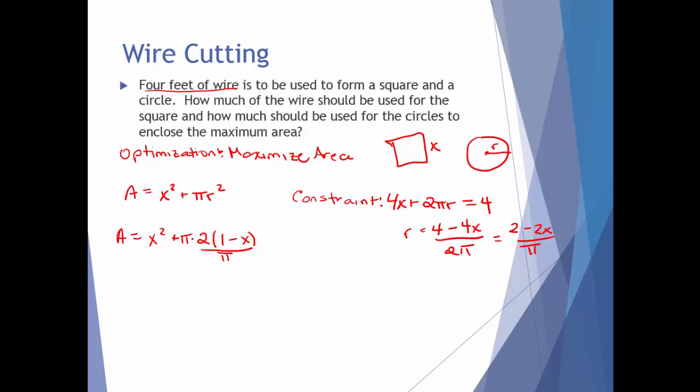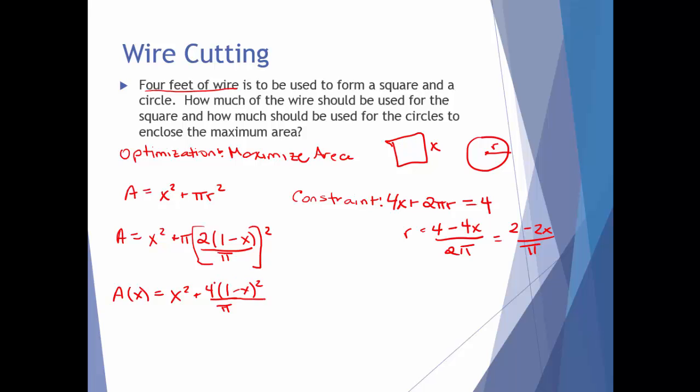But we're going to square that whole thing. Okay, let me clean it up just a little bit. So A is now a function of x. So we'll get A of x equals x squared over pi, and this is a pi squared. It will cancel the pi up here, but it will still leave me with 1 pi in the denominator. Square the 2 to get 4, and 1 minus x squared.